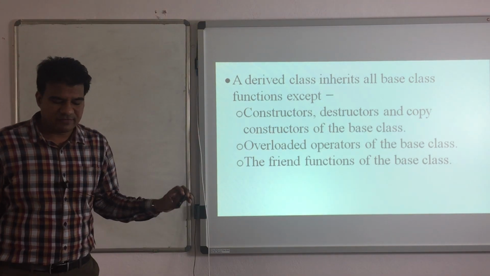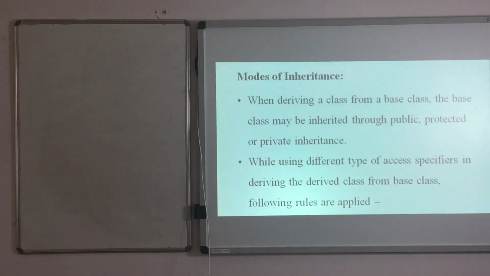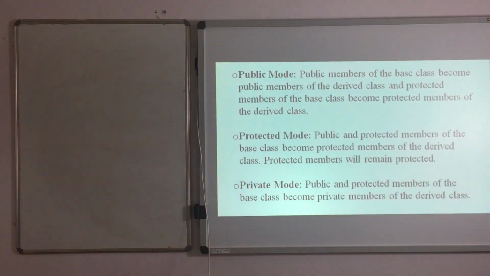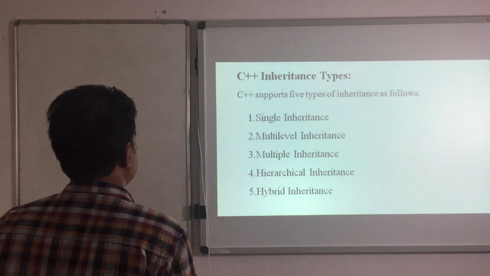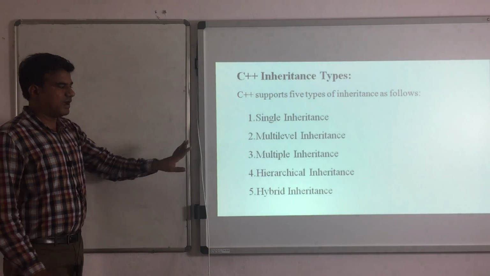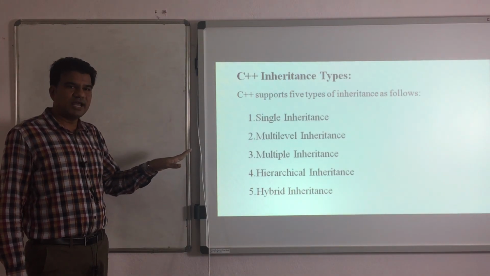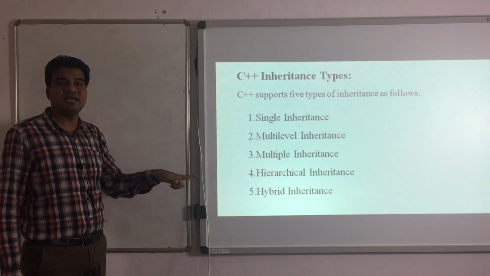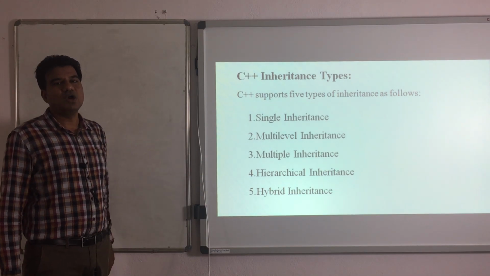Okay, we'll go to the next slide and we will see. Yes, the overloaded operators, we said we can't inherit. Then the modes of inheritance, we have seen public mode, protected mode, and private mode. Then we have the inheritance types. We have 5 types of inheritance in C++: single inheritance, multi-level inheritance, multiple inheritance, hierarchical inheritance, and hybrid inheritance. These 5 types we will discuss one by one in detail.